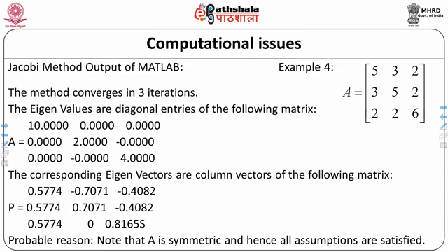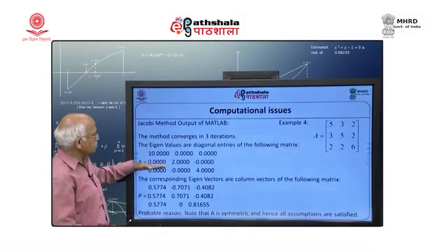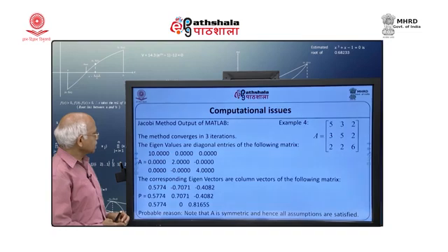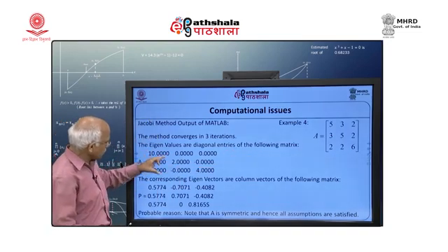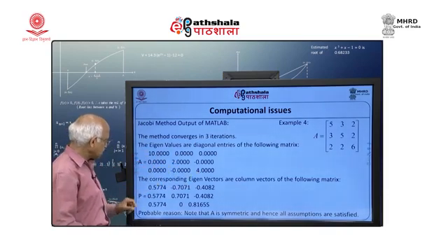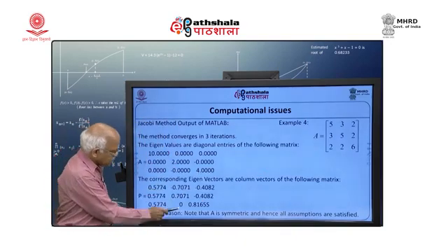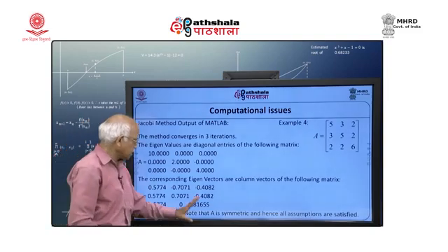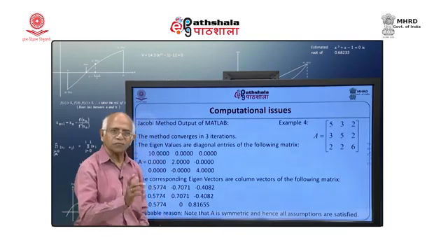The Jacobi method works for symmetric matrices only, and therefore we are going to consider only one matrix that is symmetric. So only example 4 we are considering, and when you apply the Jacobi method, the eigenvalues are the diagonal entries. 10, 2 and 4 are the diagonal entries, and that is what I get, and the corresponding eigenvectors are this here and this here. The probable reason is that A is symmetric, and hence all the assumptions are satisfied, and therefore the method works.